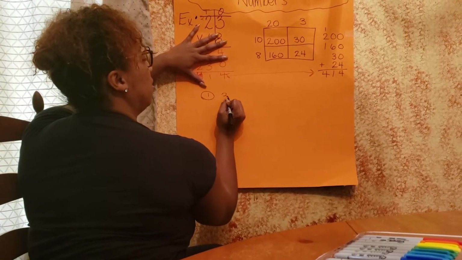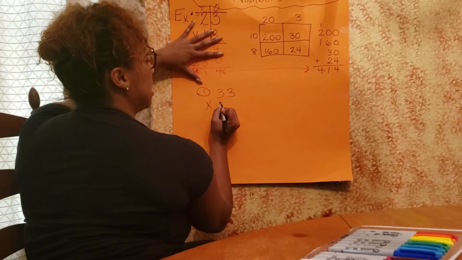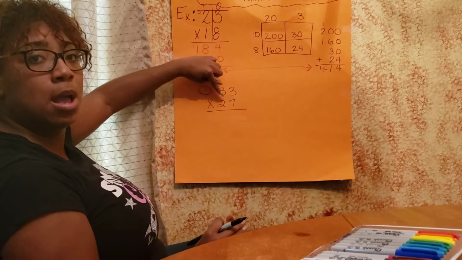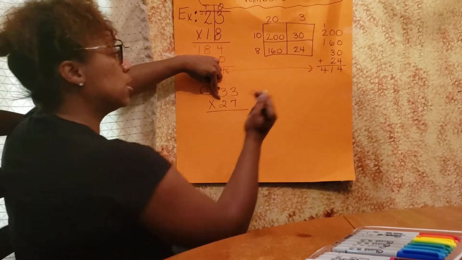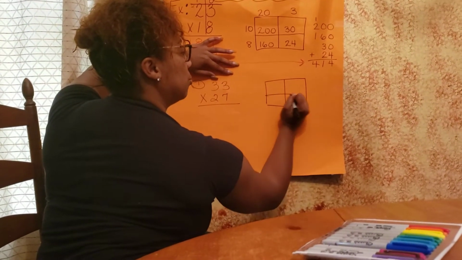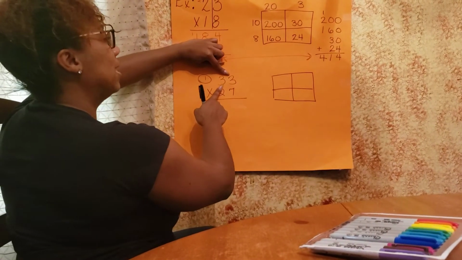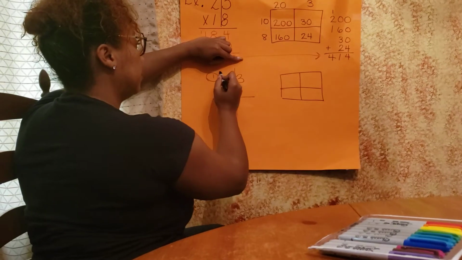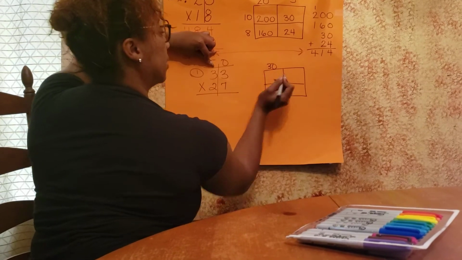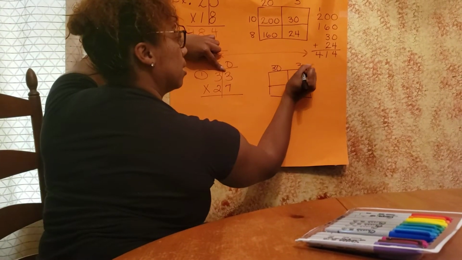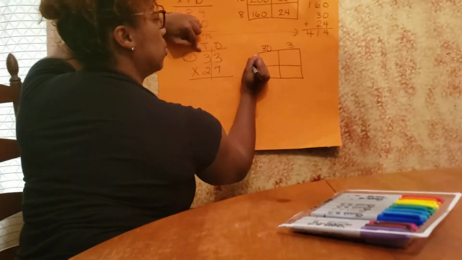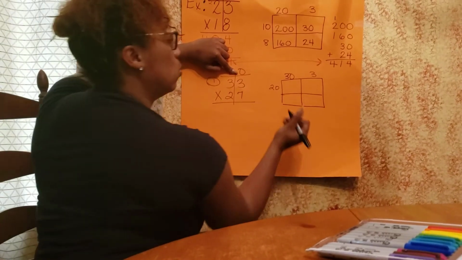So if I had 33 times 27, first thing I'm going to notice is that I have a 2 by 2 digit number multiplying. So that means my area model should be a 2 by 2 area model. I'm going to break down 33. So 3 10s equals 30. 3 1s equals 3. Breaking down 27, going on the side. 2 10s equals 20. 7 1s equals 7.